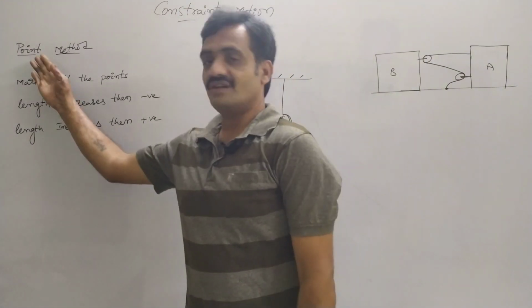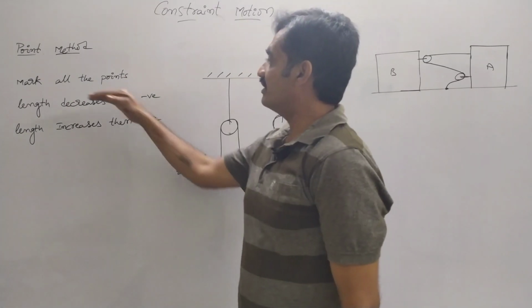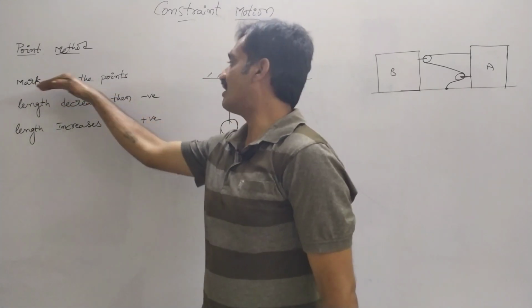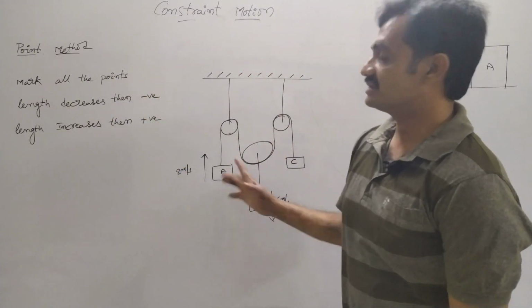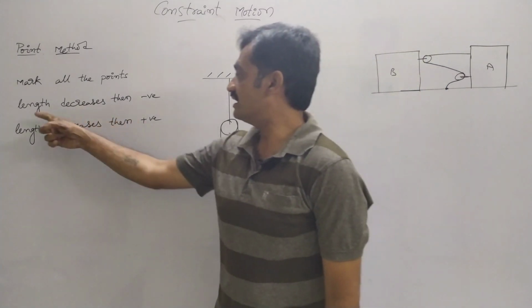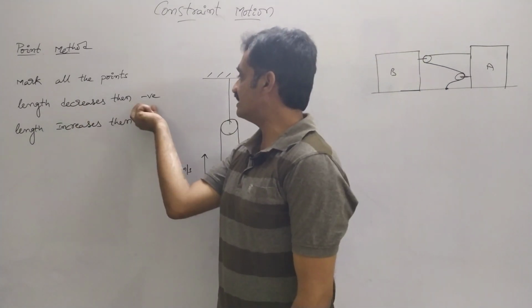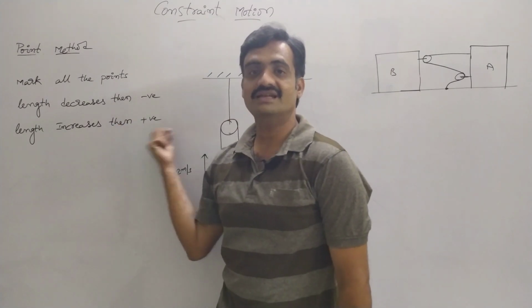The pulley constraints can also be solved by using the point method in an easy way. Here, what we have to do is mark all the points on these pulleys as well as on the bodies. Then if the length decreases, we consider the value as negative. If the length increases, then we consider it as positive.